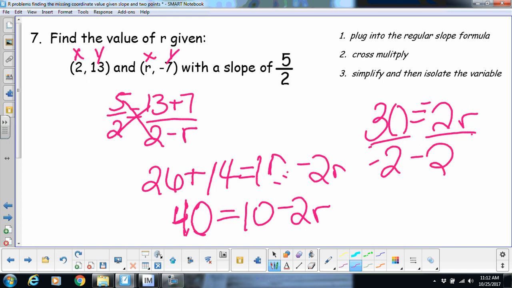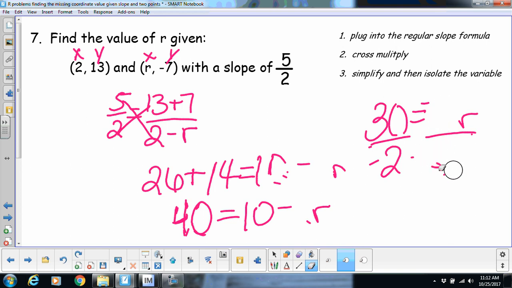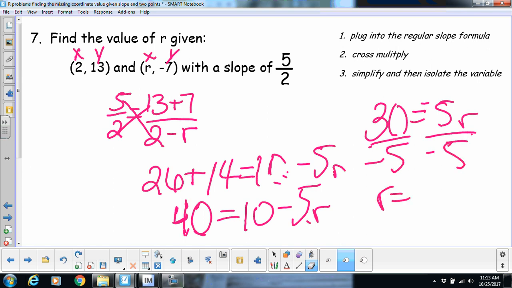Now, how'd you get a negative 2r? You got the 10, right? What's 5 times r? So this right here should be a 5. You're fine. Just fix it. Write a 5 there. Okay, go ahead. Now divide by negative 5. There you go. So r should equal negative 6. Okay. Are we good?